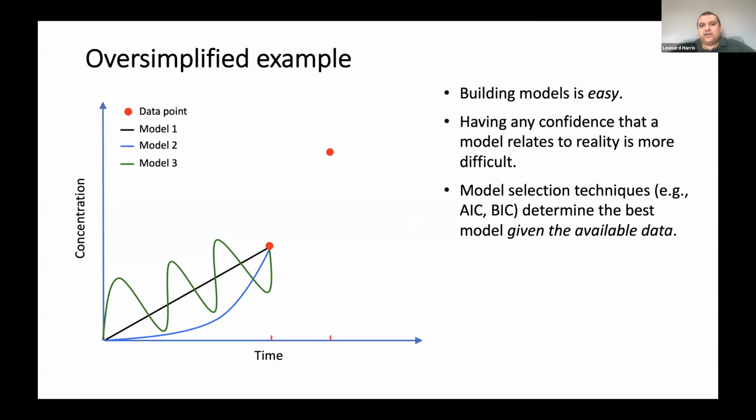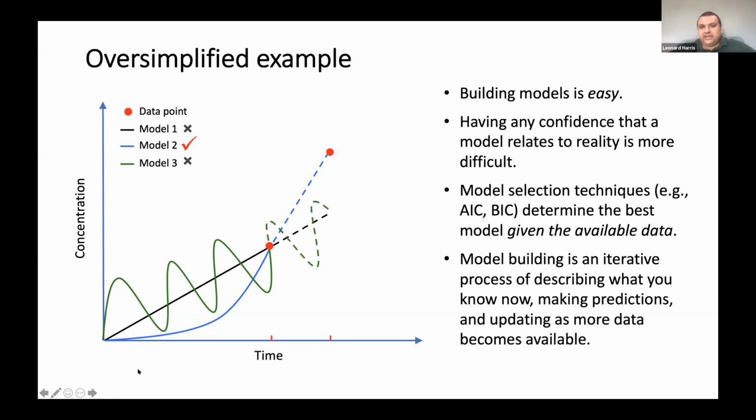So let's say we've now collected a second data point. We've got a data point up here, and we can ask which of these models can explain that data point. Well, this linear model would not be able to explain it. This more quadratic model would be consistent with that data point, and this oscillatory model would not. So once we collect more data, we can immediately throw out models 1 and 3 as candidates. There's almost no chance that they are correct representations of reality, because they can't explain the new data that we've collected. So model building is an iterative process.